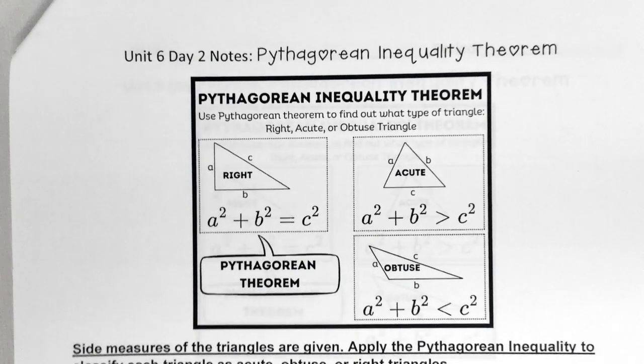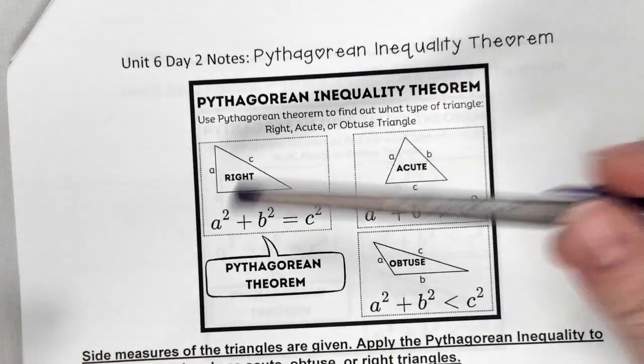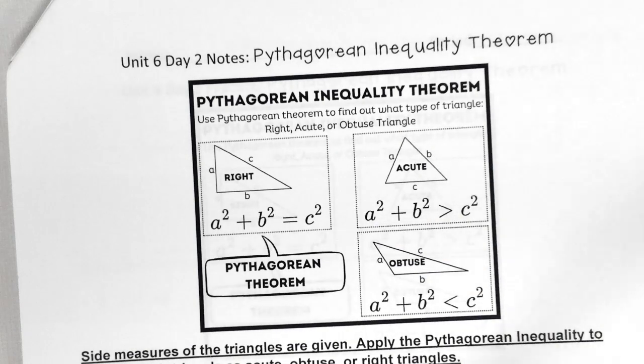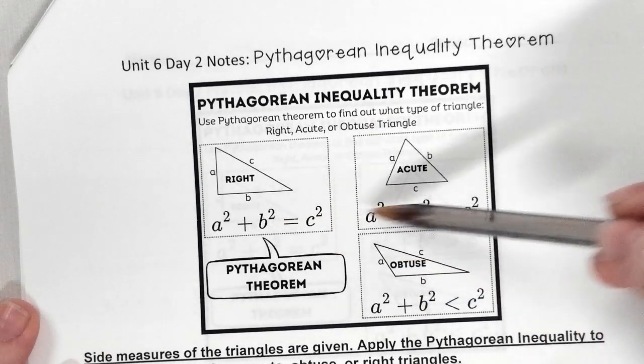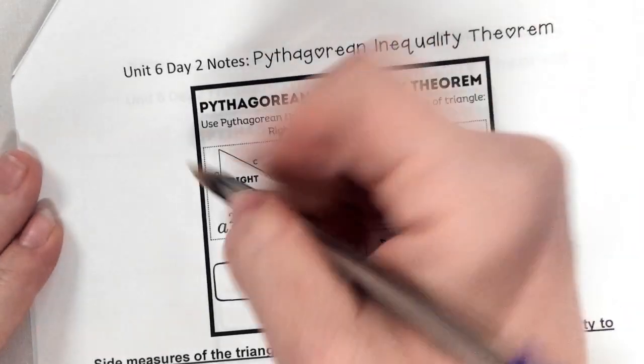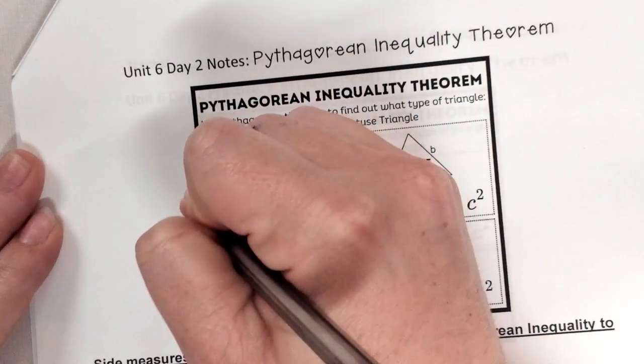Okay, so we are doing the Pythagorean inequality theorem. Pretty much what that means is, if you remember the three types of triangles, you can have a right triangle, an acute triangle, and an obtuse triangle, yes? Depending on how you use the Pythagorean theorem, it can tell you which kind of triangle it is. So a right triangle, what do we know about right triangles? Yeah, we know that this is 90 degrees.